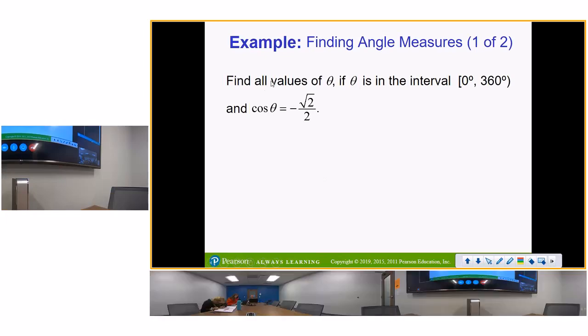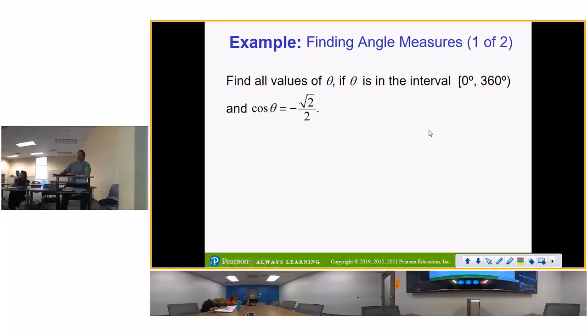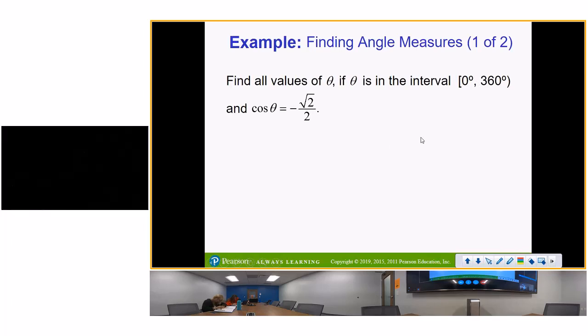Now this is where, okay, 0 to 360, so that means in 360 degrees. All right, find the values of theta. Now, what are you going to do here? This is nothing but a jigsaw puzzle.